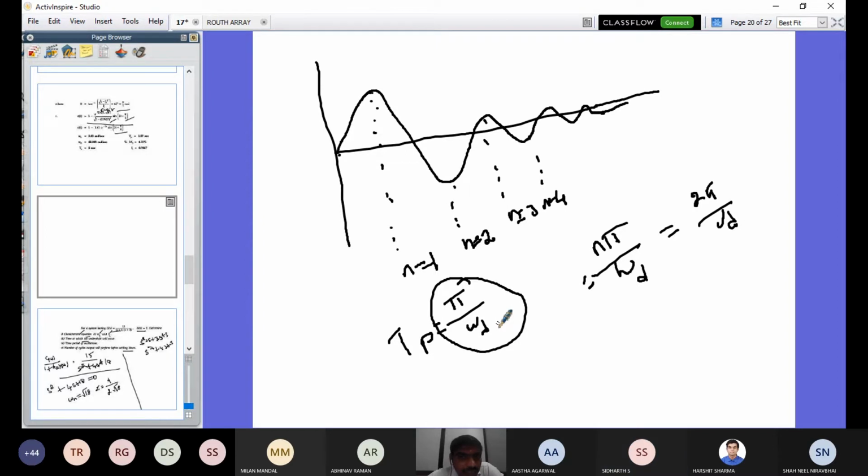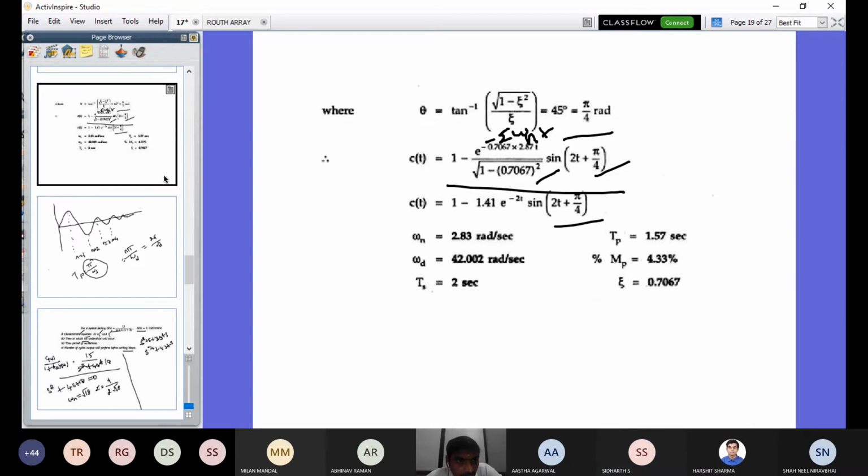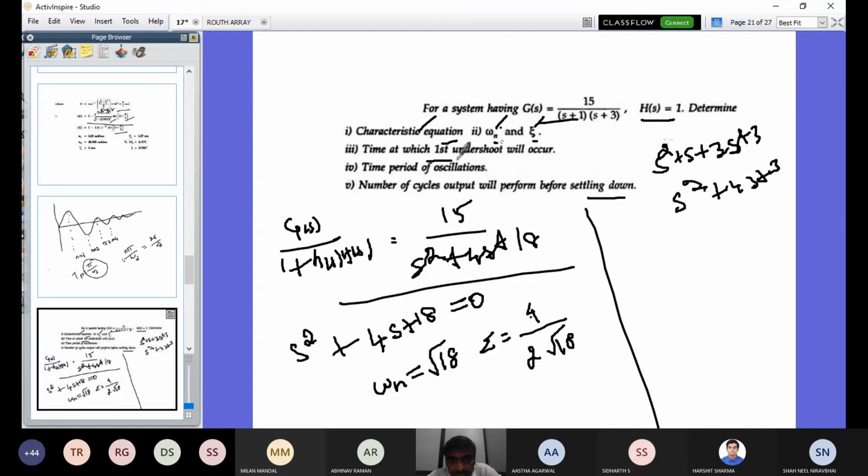First undershoot, so 2 pi by omega d. Second undershoot, so 4 pi by omega d. Very good. Is the concept clear? Okay. Can you determine now the undershoots? First undershoot, the time at which the first undershoot will occur. So T is equal to, what is the answer? 2 pi by omega d. Any doubt in that?